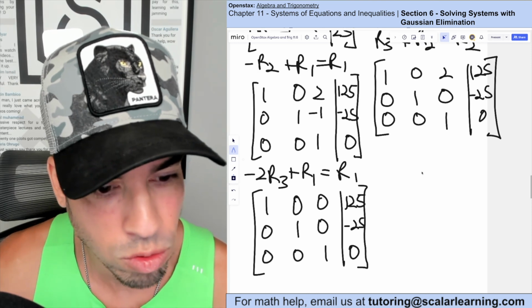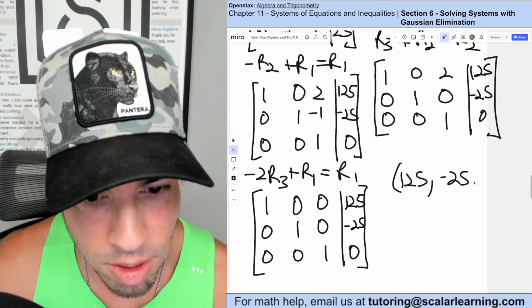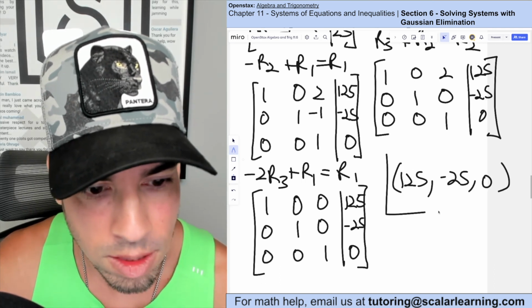And there we have it. Those are our three answers. So x is 125, y is negative 25, and z is 0. That's how you do it.